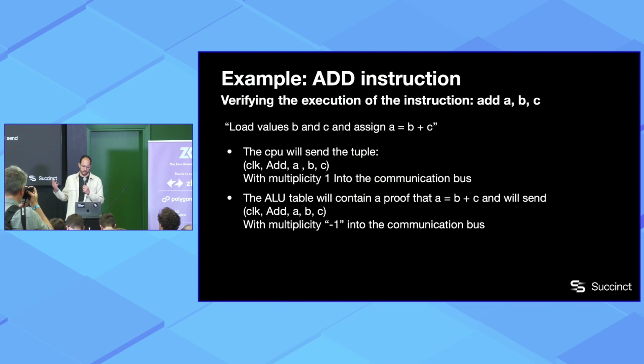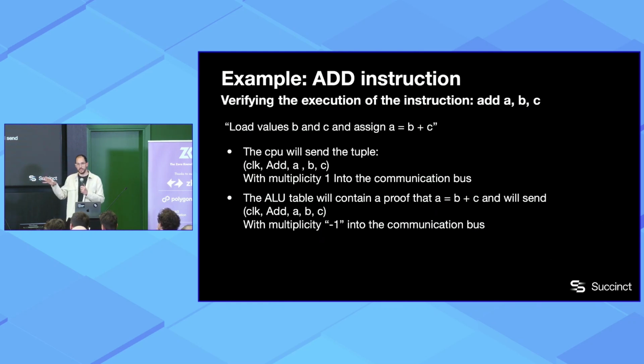Now, let's see how this works, really. So let's say I want to execute the instruction add. I'm going to use the same symbol for the registers and the values, just the same notation. So I want to fetch the values in B and C, and put in A the sum B plus C. So these are U32, or I32, whatever you want. Then the CPU table will have a row that says the instruction is now add on A, B, and C, and these are the values. And it won't prove that A is B plus C. It will just put this tuple, the clock cycle, add, A, B, C, into the bus with multiplicity 1.